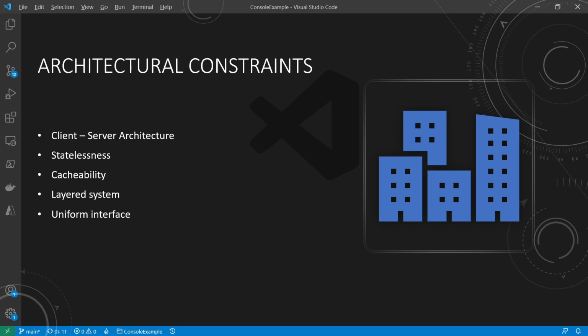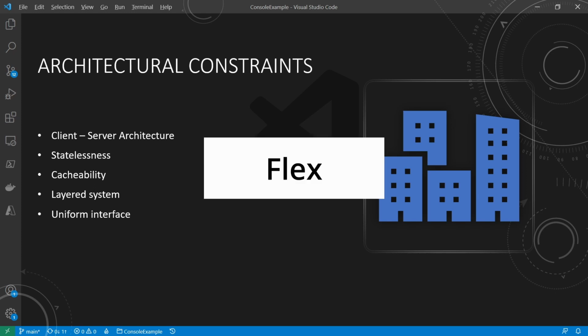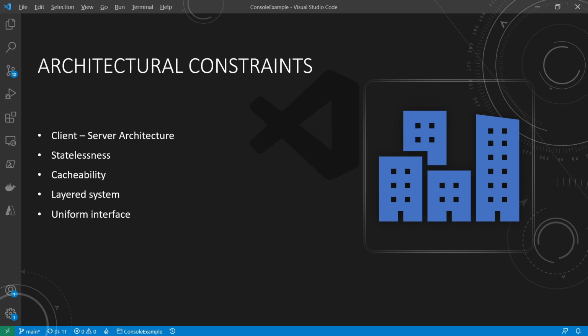Now think about it. All these together make the system scalable, performant, flexible, reliable, yet simple to build and maintain. No wonder this architectural style is so widely adopted by the industry. And in the next video, I'm thinking we together look into how to create an ASP.NET Core web API that adheres to the REST architectural constraints, aka a RESTful API.